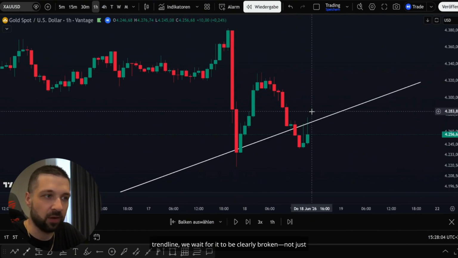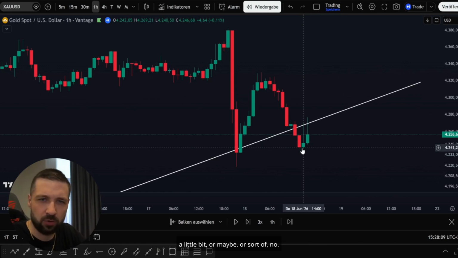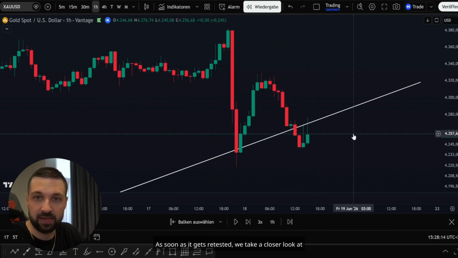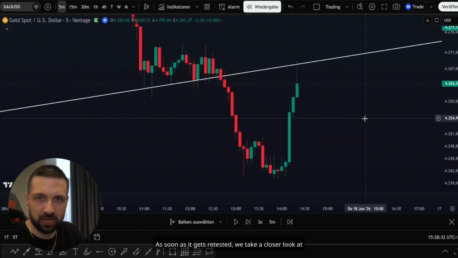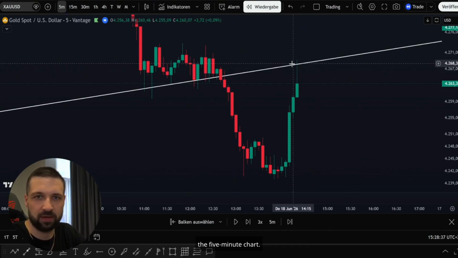We have a trend line, we wait for it to be clearly broken. Not just a little bit or maybe or sort of, no. It has to be broken clearly and then we wait for it to be retested. As soon as it gets retested, we take a closer look at the whole thing on a smaller time frame, specifically on the 5-minute chart.